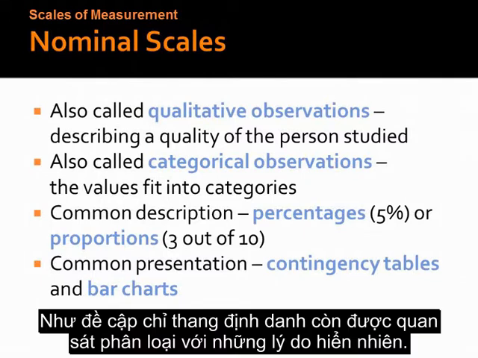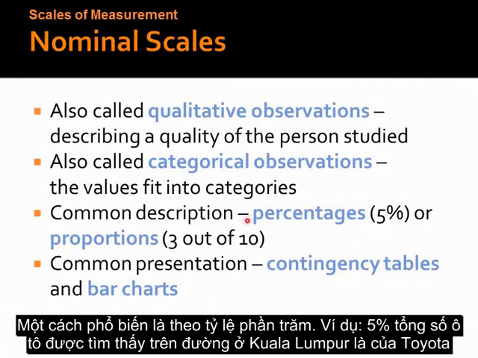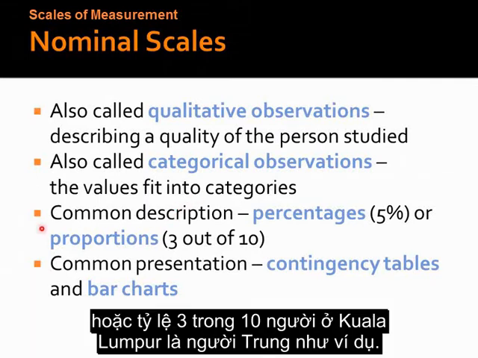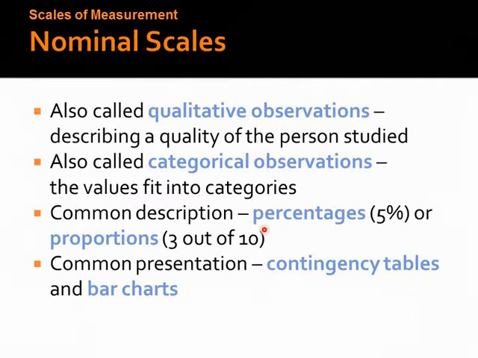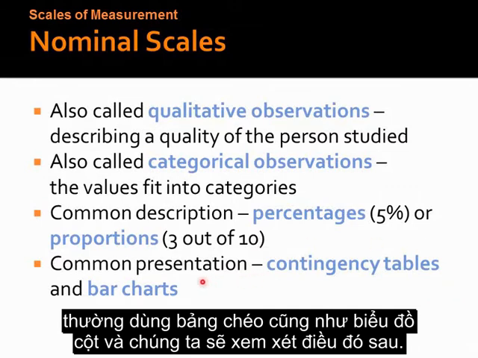Now, as mentioned just now, nominal scales are also called categorical observations for obvious reasons. Now, after we collect the data, how do we describe it? A common way is in terms of percentages. For example, 5% of all cars found on the road in Kuala Lumpur are from Toyota. Or proportions, 3 out of 10 people in Kuala Lumpur are Chinese, for example. Now, how do you present this data? Usually we use contingency tables as well as bar charts, and we'll look at that later.